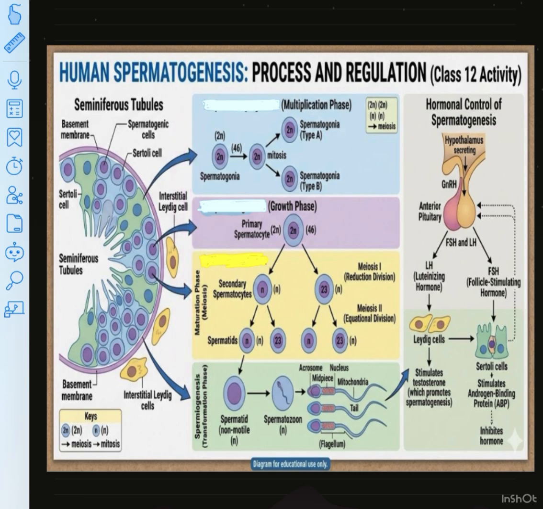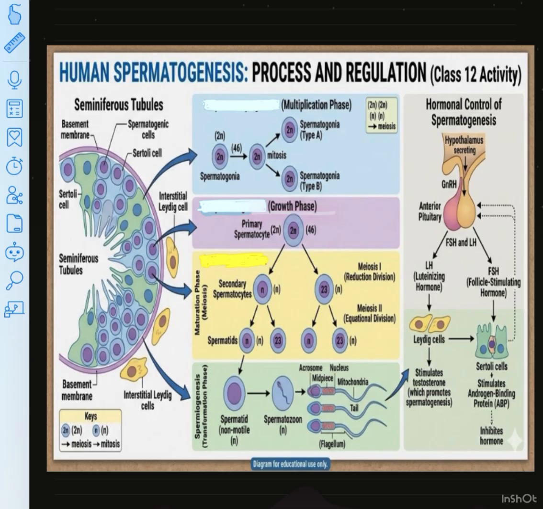First phase, this is the multiplication phase. That means within the seminiferous tubule, spermatogonia are present. They are diploid in nature. Diploid means 2n. So spermatogonia undergo division. Which type of division? This is mitosis. So by mitosis, the same number of chromosomes is produced. These are also diploid in nature. They are spermatogonia type A and type B.